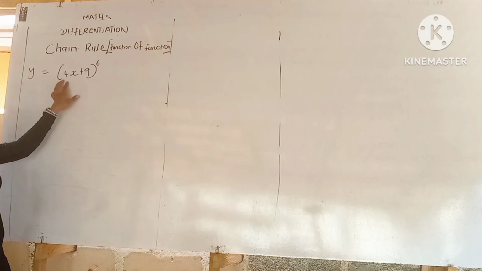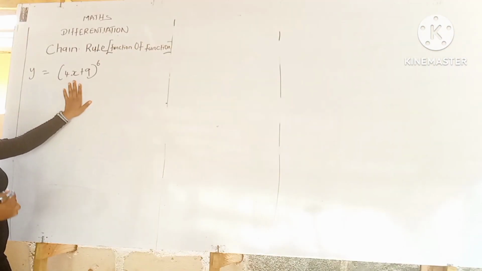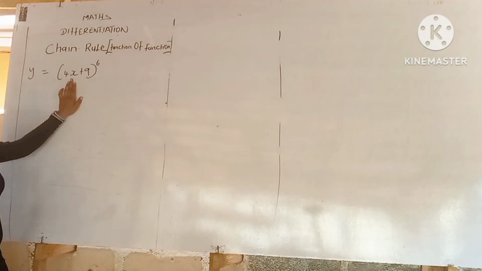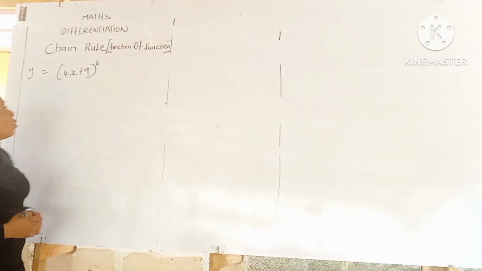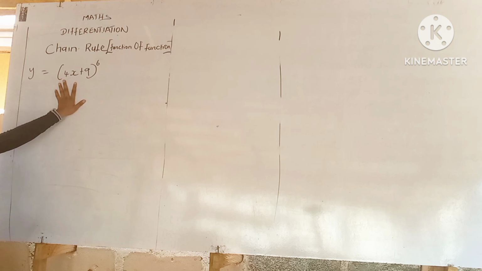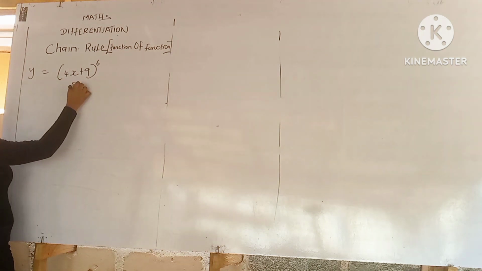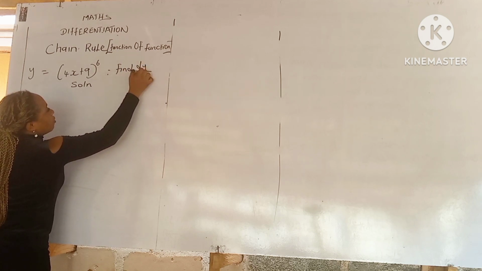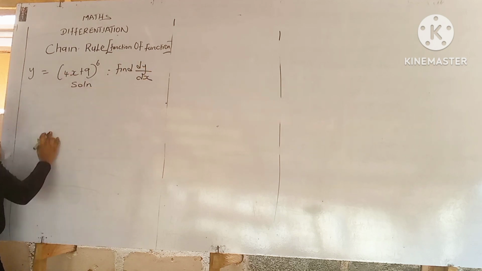So this is not like the normal differentiation, the normal general principles, the normal first derivative that we used to know. This is the one where you're going to use another method called the chain rule. So how do you solve this? They say find dy over dx with respect to x.